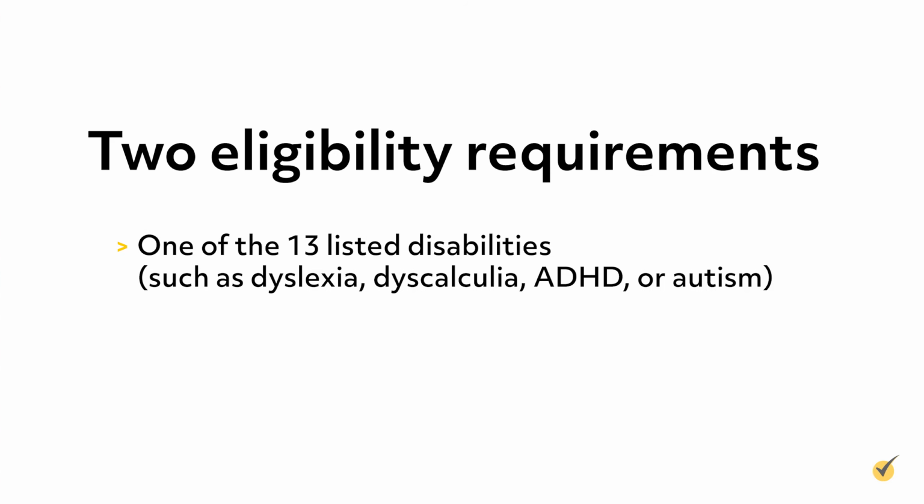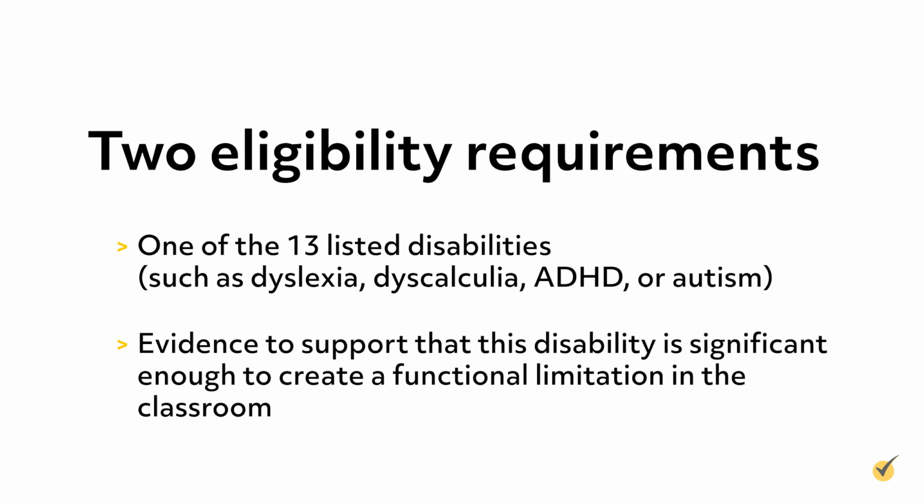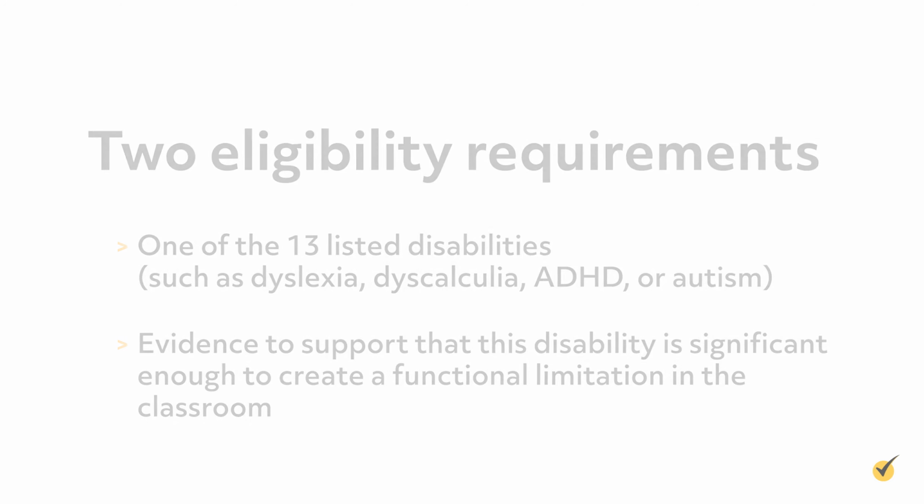Once the evaluation has been completed and reviewed, a student is eligible for an IEP if they meet two eligibility requirements. First, they need to have one of the 13 listed disabilities, such as dyslexia, dyscalculia, ADHD, or autism. And second, there needs to be evidence to support that this disability is significant enough to create a functional limitation in the classroom. This means that not having specialized instruction in school is negatively affecting the child's performance. An IEP meeting needs to be held within 30 calendar days after this status is determined.